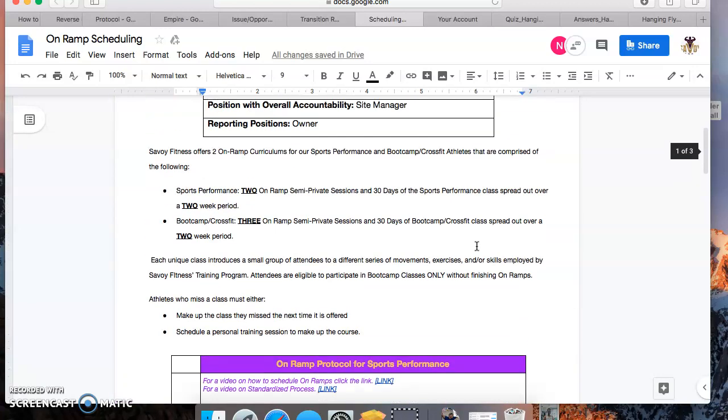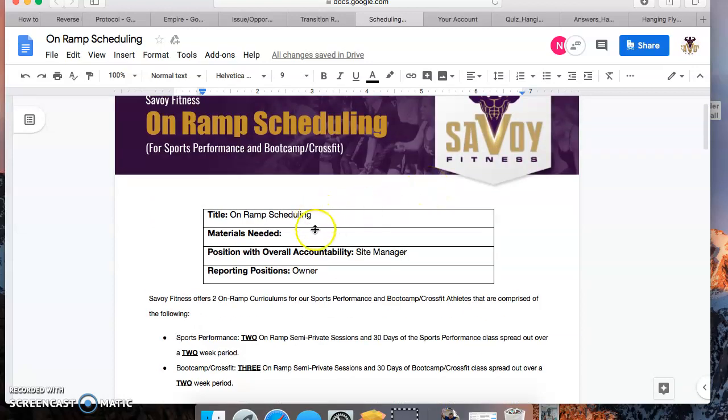Only other thing that we might change is the actual things that they may be doing in the 2 on-ramps for Sports Performance or the 3 on-ramps for Bootcamp or CrossFit. Other than that, this is the responsibility of the site manager. Or if the site manager can delegate somebody else to schedule, it's that person's responsibility. And the reporting position is the owner. Or if the site manager finds somebody else to schedule, the reporting position will be the site manager.